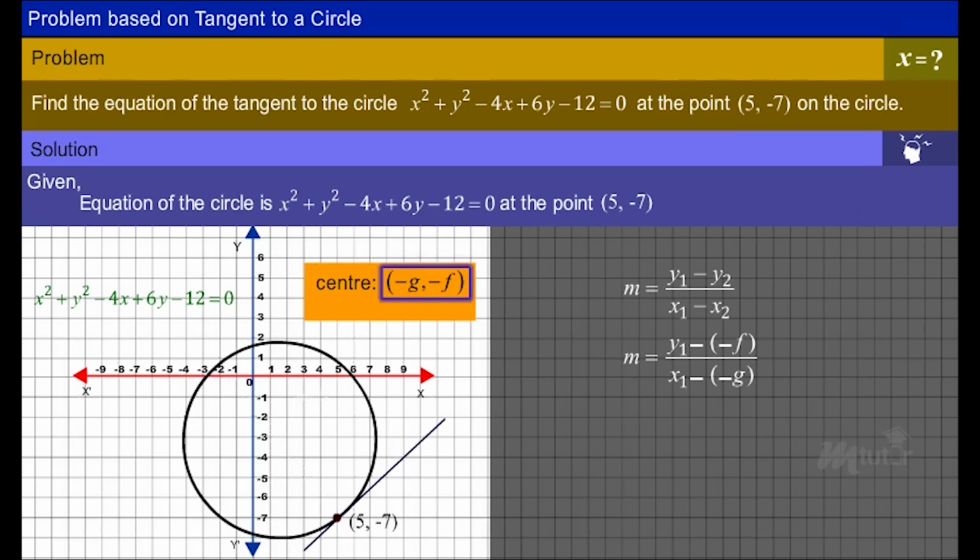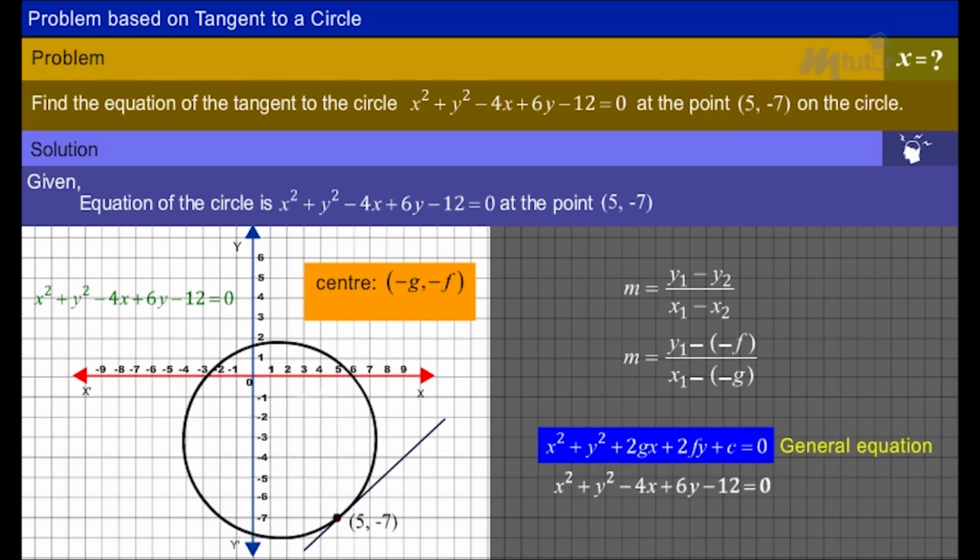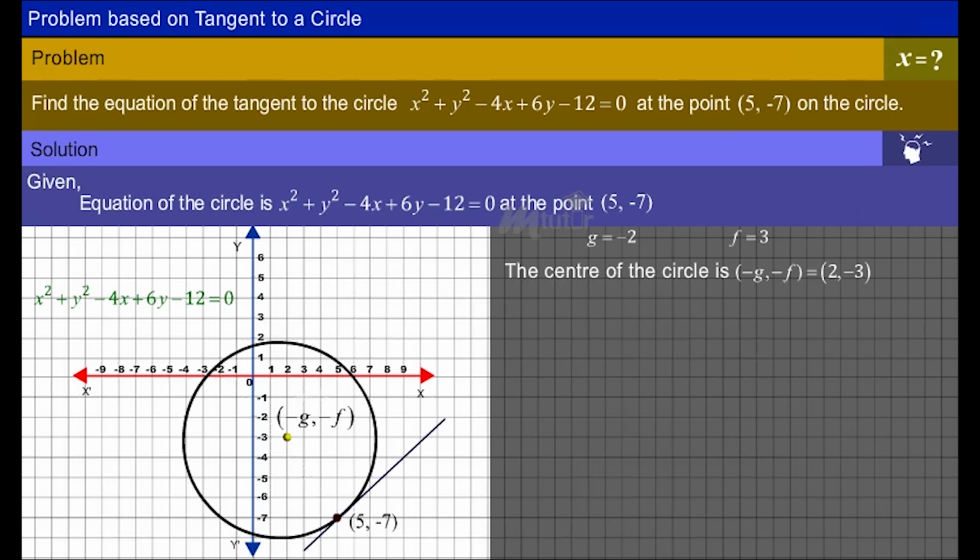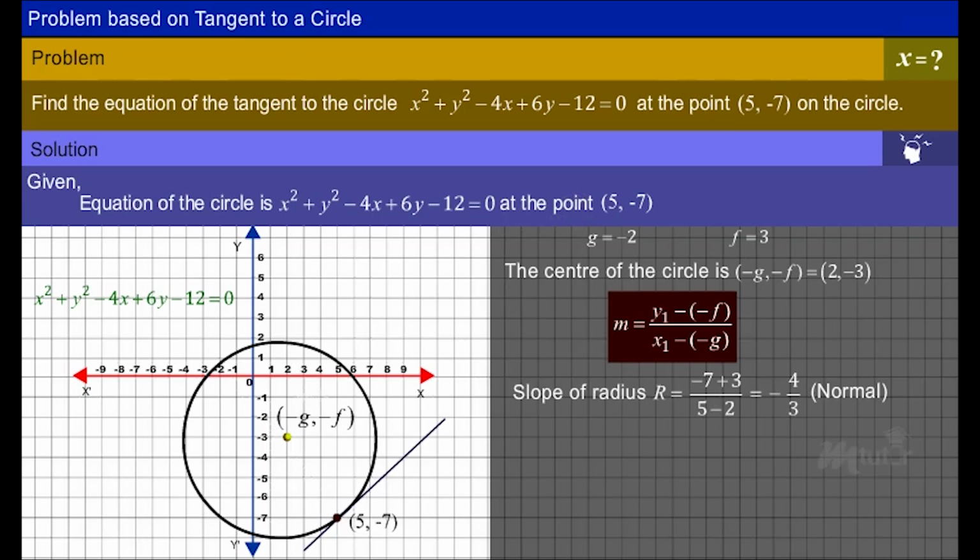Let's find it first. To find the center of the given circle, just compare the general equation of circle and the equation of the given circle. Therefore, we get the values of g and f as shown on the screen. Thus, the center of the circle is as shown. Substituting the given point and the center of the circle in the slope equation, we get the slope.